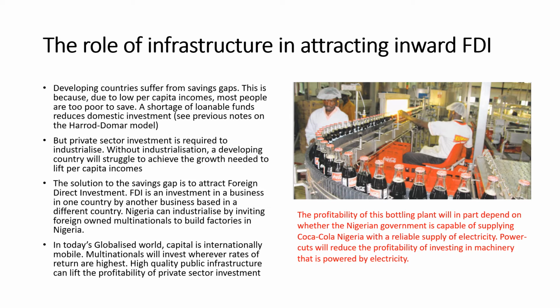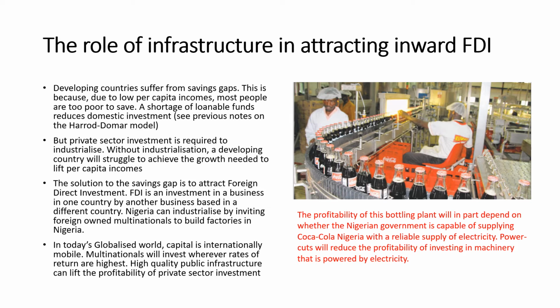The solution to the savings gap is to attract foreign direct investment. FDI is an investment in a business in one country by another business based in a different country. Nigeria can industrialize by inviting foreign-owned multinationals to build factories in Nigeria. In today's globalized world, capital is internationally mobile. Multinationals will invest wherever rates of return are highest. In other words, they'll invest where pound for pound or dollar for dollar they can make the most profit.